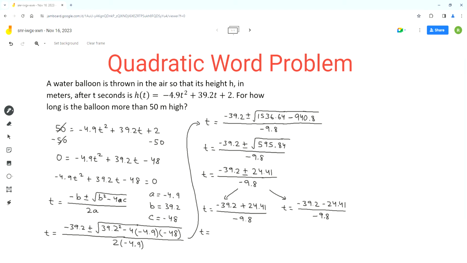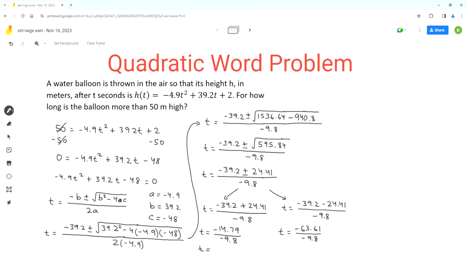So we'll start with the positive case. First we'll combine the numbers in the numerator. So negative 39.2 plus 24.41. I got negative 14.79 over negative 9.8. And for the negative case, I'll do negative 39.2 minus 24.41, which is negative 63.61 over negative 9.8. And now we can divide these fractions.